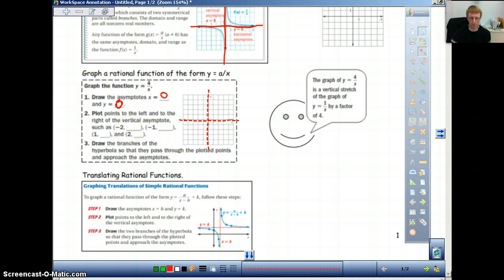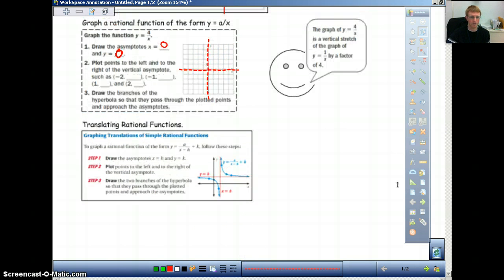So we have -2, and all we're doing is plugging this into our equation. So -2, you plug into that, is 4 divided by -2, which is -2. Okay, so we have -2 comma -2. We have -1 comma -4.